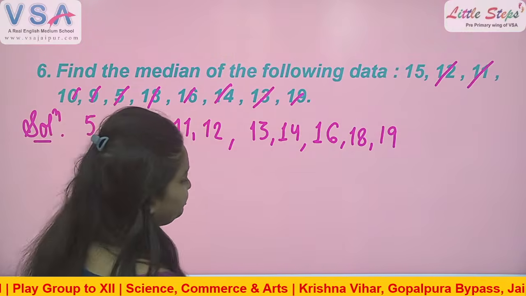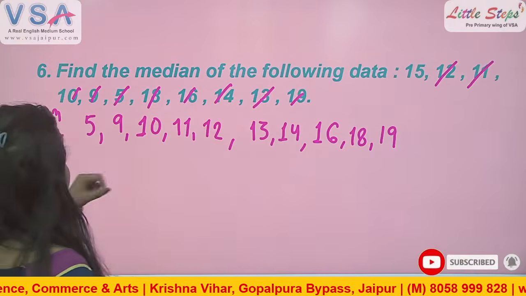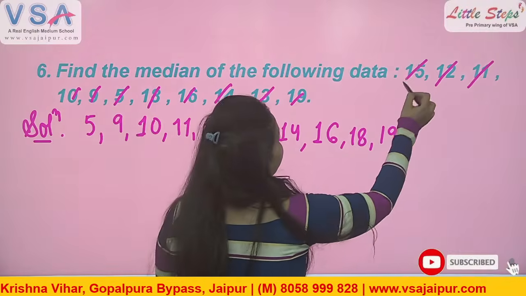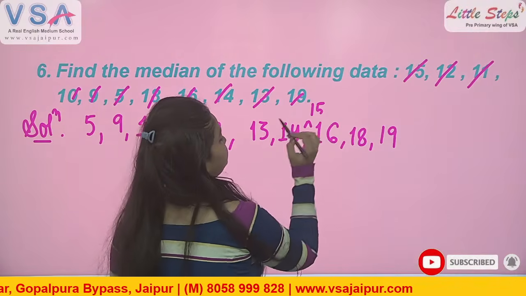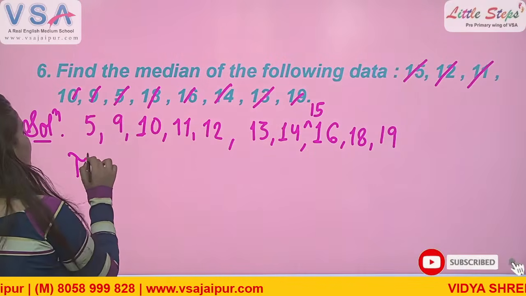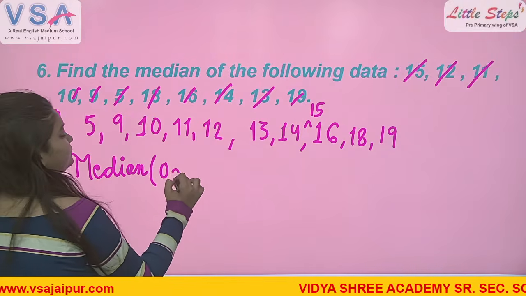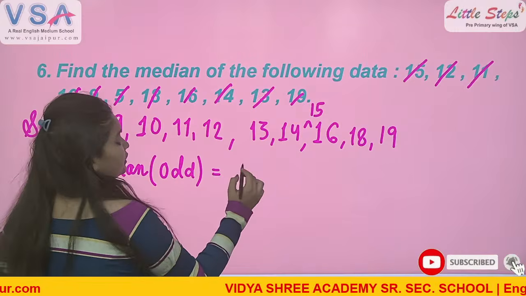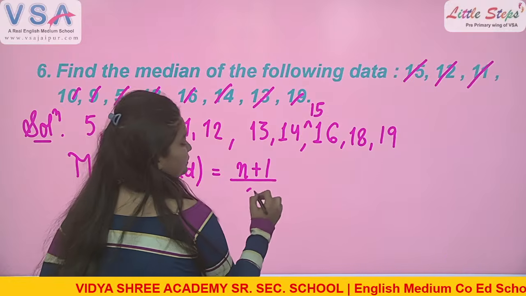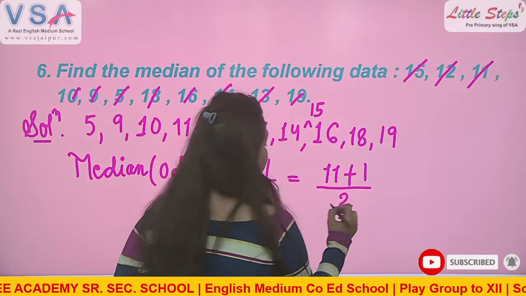Now we need to apply the formula. 3, 3, 6, 7, 8, 9, 10. One number is missing, I think. 15 is also there. Okay, 11 numbers are there. So, which formula we need to put? Median odd one. The formula of median odd is n plus 1 upon 2. We have 11 numbers. So, the value of n is 11.